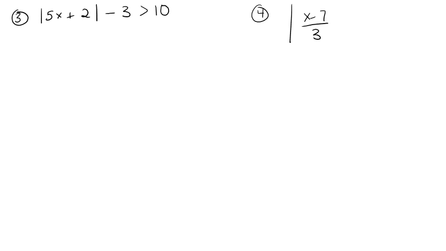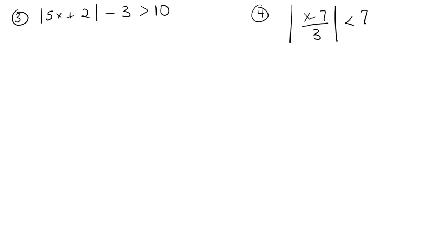So we're going to do number 3, the absolute value of 5x plus 2 minus 3, greater than 10. And then example 4, the absolute value of x minus 7 over 3 is less than 7. All right. Before you can pick if it's greater than or less than, you need to isolate the absolute value. Because don't forget, if I divide by a negative, that will ultimately switch my inequality.